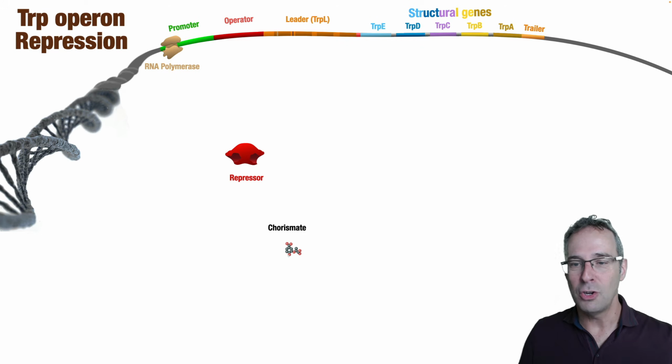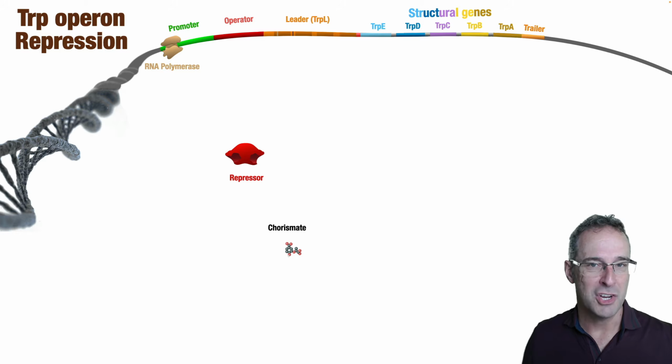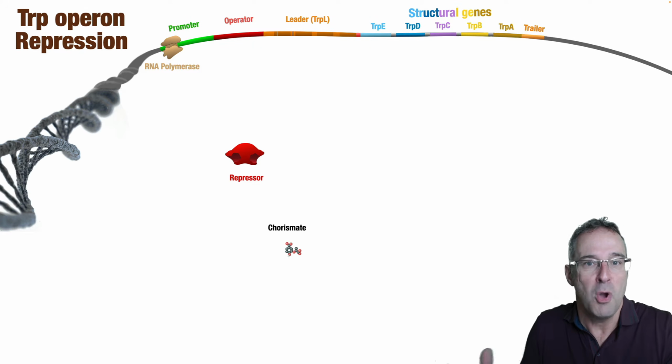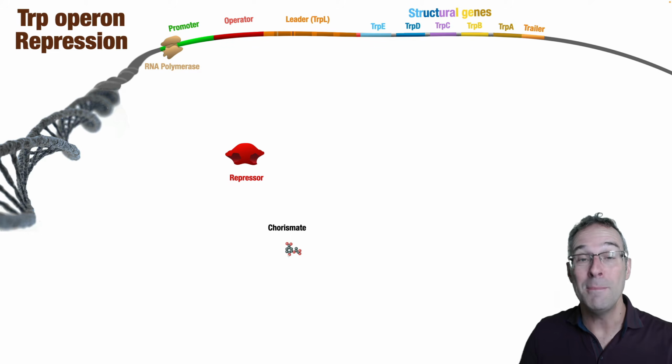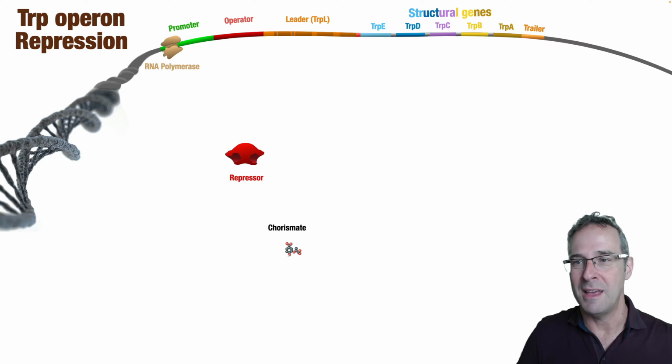All right, so let's have a look at what happens during the first mechanism of gene regulation, which we call repression. But before we even get to that, let's just look at what the operon does. What's the purpose of this operon, and what are these structural genes? What actually happens? Well, as I said, RNA polymerase assembles at the promoter, and then you'll notice that between the promoter and the structural genes, there's an operator and a leader.